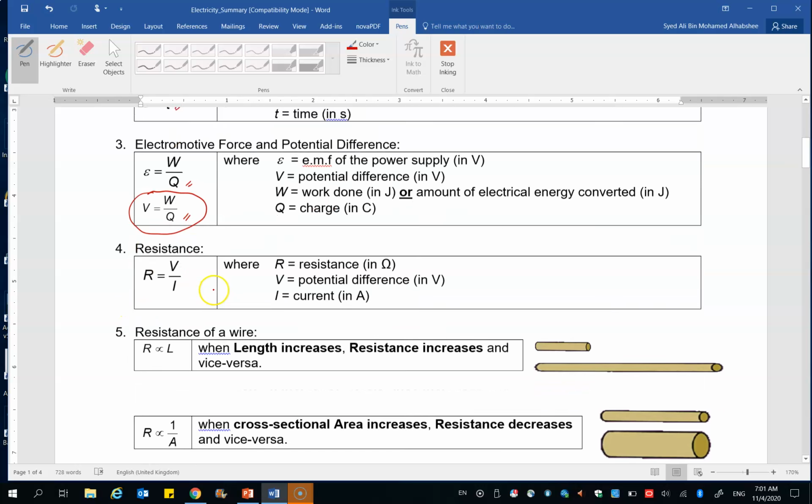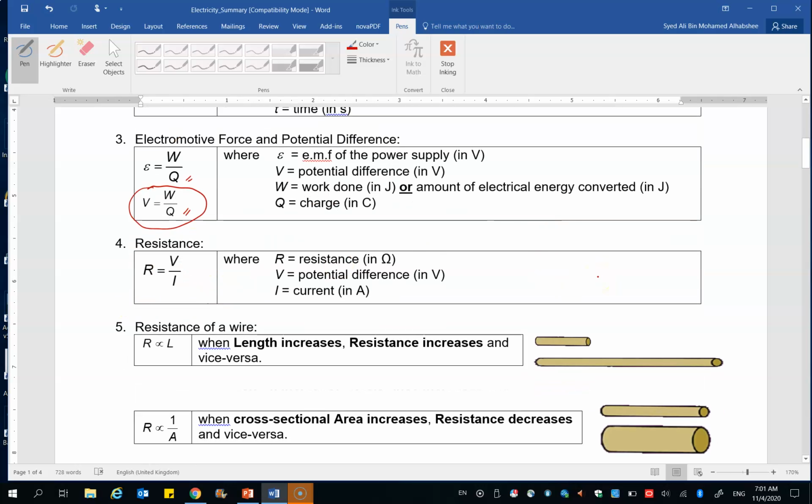Next one is the resistance. We know that the current in the circuit depends on two things: the voltage and the resistance. The higher the voltage, the larger the current will be. With higher resistance, the current will be lower. So current depends on these two things. How are these three things combined into a formula? It is combined into this formula: R equals V divided by I. Resistance equals voltage divided by the current.